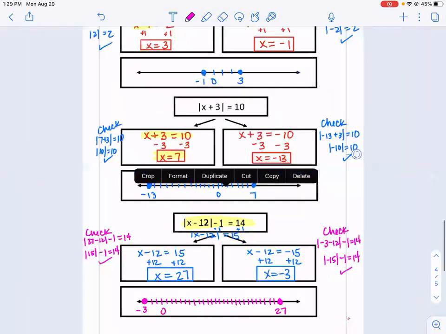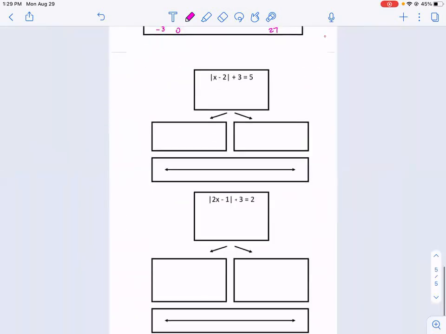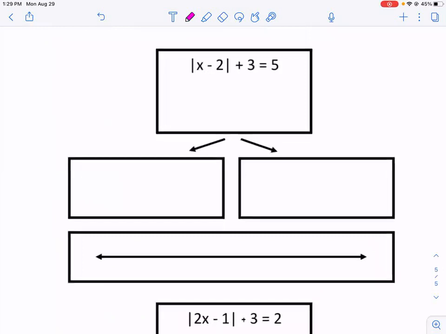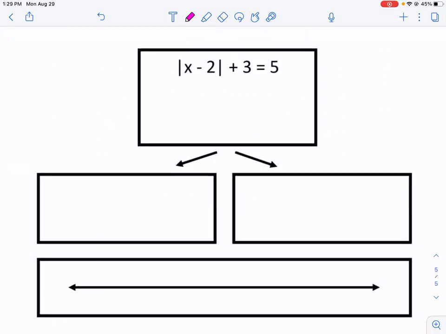Okay, your next job for me. I would like you, in this problem right here, to isolate the absolute value, split it into two equations, then stop, because you are not doing what I asked you to do.